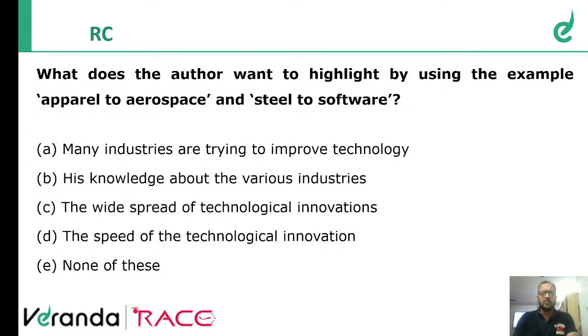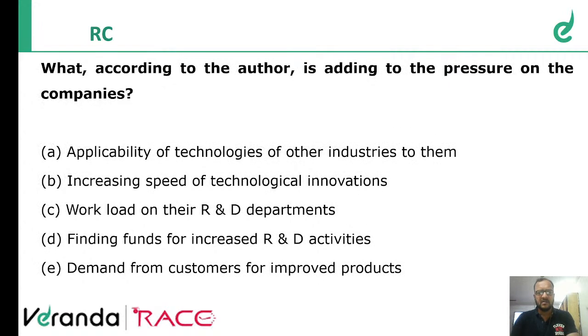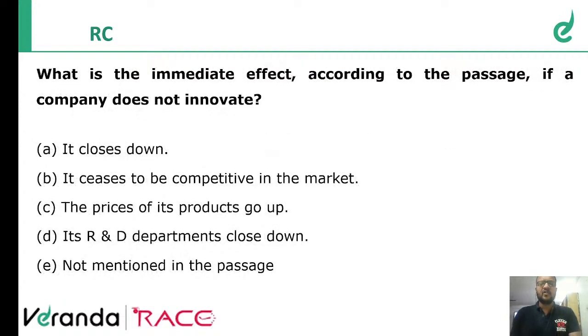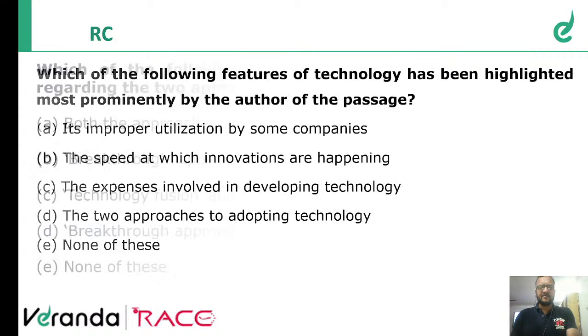What does the author want to highlight by using the example apparel to aerospace and steel to software? What is adding to the pressure on the companies? What is the immediate effect, according to the passage, if a company does not innovate? Okay, let's go to the passage and read the questions. Read the passage.